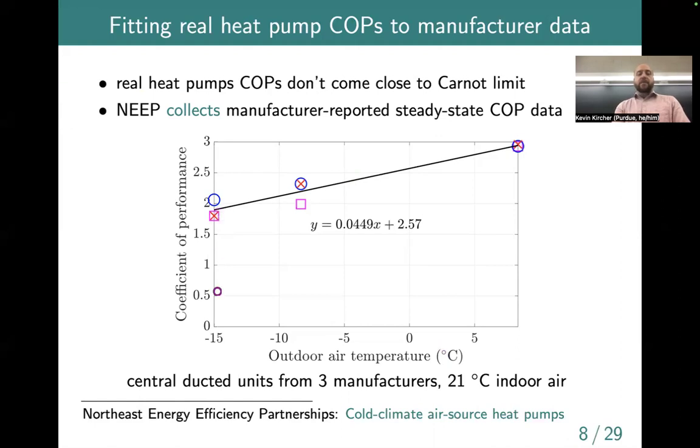So anyway, over the range of outdoor temperatures that you typically see in heating applications, there's roughly a linear dependence on the outdoor temperature. And I've given you the equation of the line here. So you could just take that and put it into your model and use it to convert thermal energy to electrical energy. These are for what are called central ducted units, and we'll show in a minute some comparisons between different configurations. But this is the version of a heat pump that you would use if you have central AC.